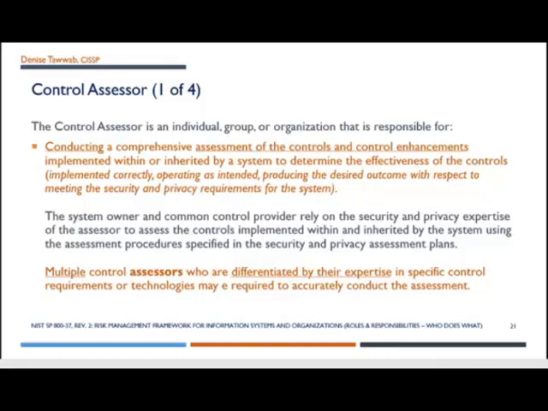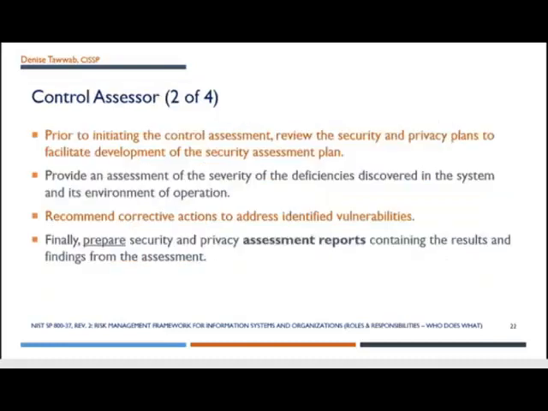The system owner and the common control provider rely on the security and privacy expertise of the assessor to assess the controls implemented within the system and inherited by the system, using the assessment procedures that have been specified in the security and privacy assessment plans. Multiple control assessors who are differentiated by their expertise in specific control requirements or technologies may be required to accurately conduct the assessment.